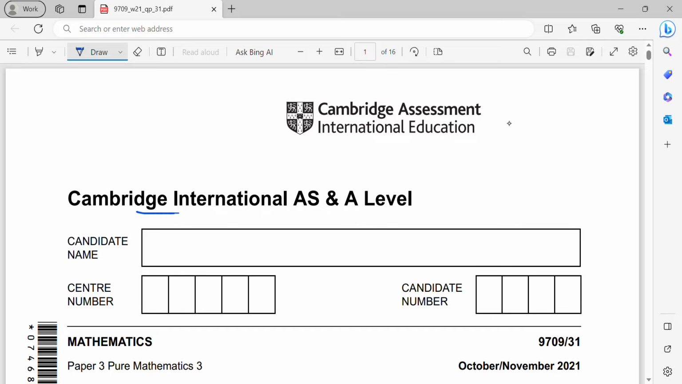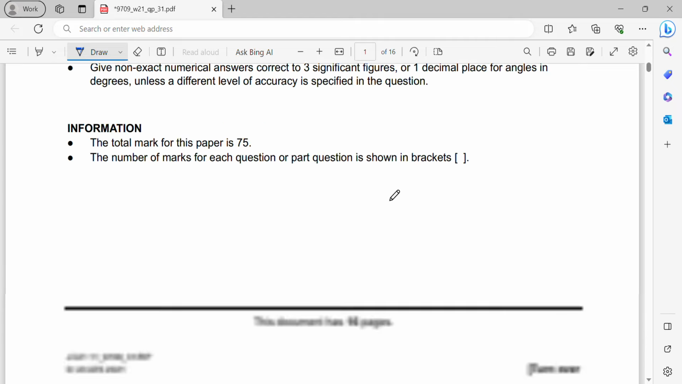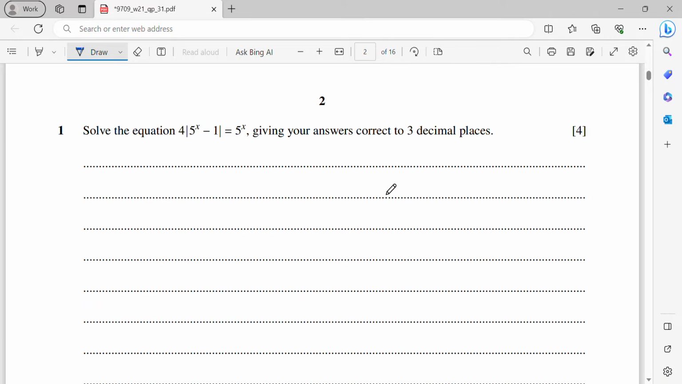This video is to discuss Cambridge International AS and A-Level Mathematics Paper 3, which is the Pure Mathematics 3 for October-November 2021, and the code is 9709/31. Let's get started. For question number 1, solve the equation 4 times modulus of 5^x minus 1 equals 5^x, giving your answers correct to 3 decimal places.